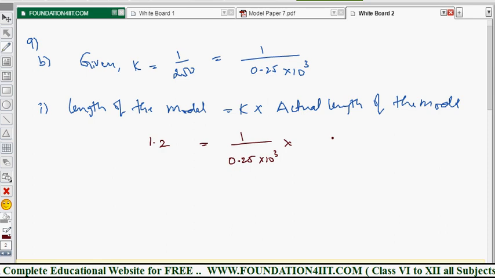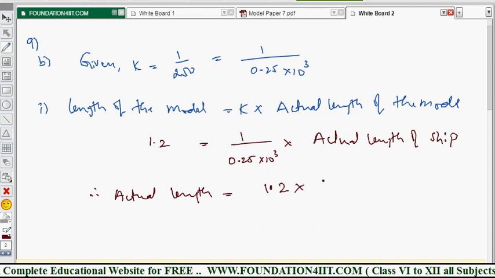Actual length of the model means actual length of the ship it is. That is actual length. This is for model and this is actual length of ship. So which is the model here? Ship is this. Then from this actual length of the ship we can find out. So therefore original actual length is equals to 1.2 into, you can multiply this, 0.25 into 10 power 3.